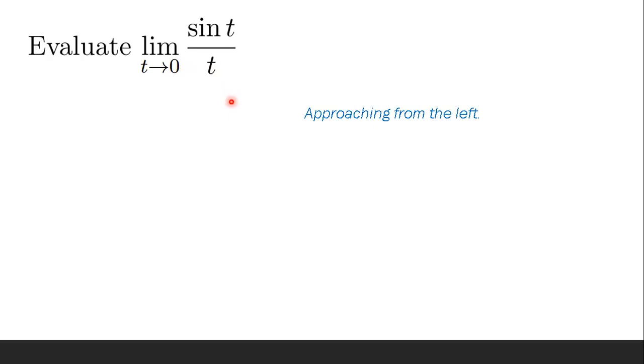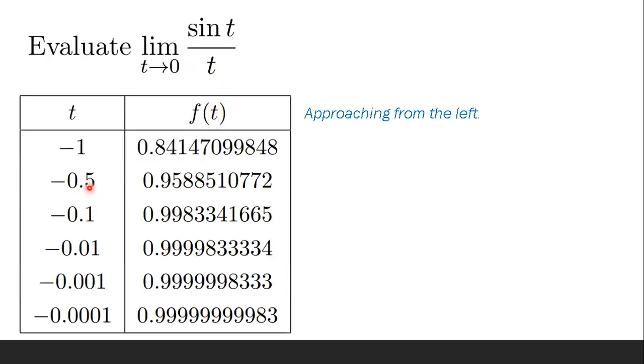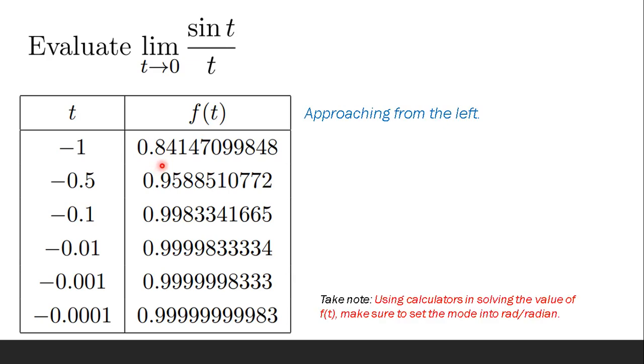Let's start with the first table, which we will be approaching from the left, or approaching 0 from the left. Let's start with negative 1. We know that negative 1 is on the left part of 0. As you substitute negative 1 to the function, that's sine negative 1 over negative 1, you will get the value 0.84147099848.